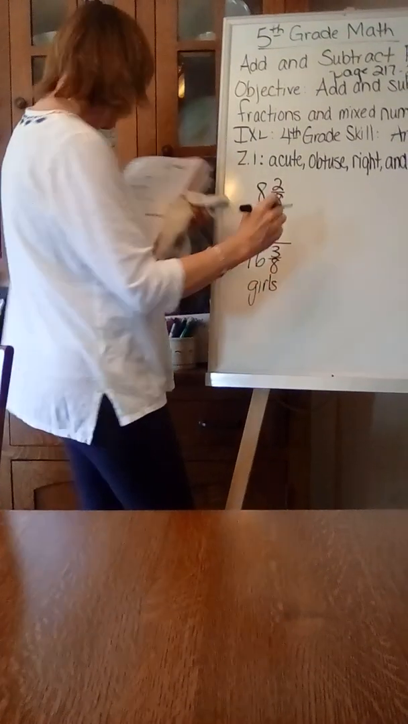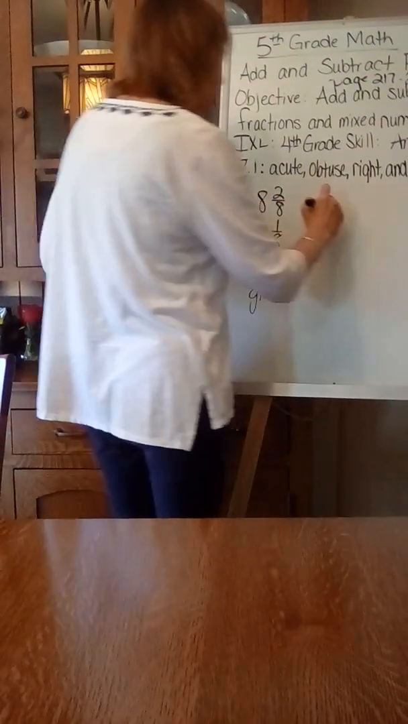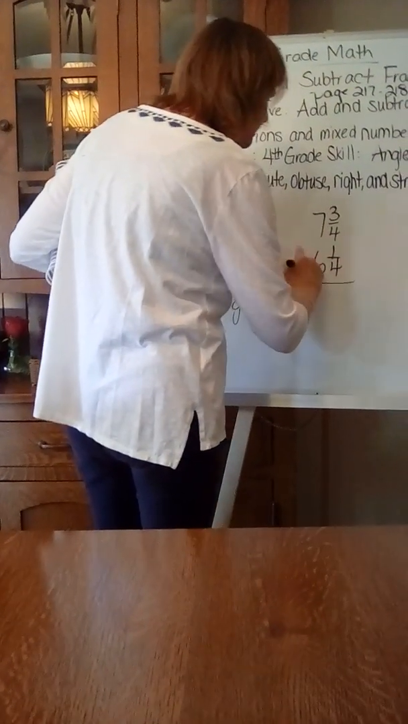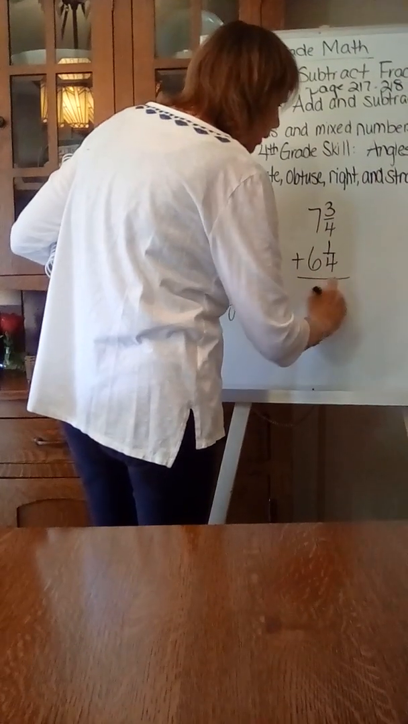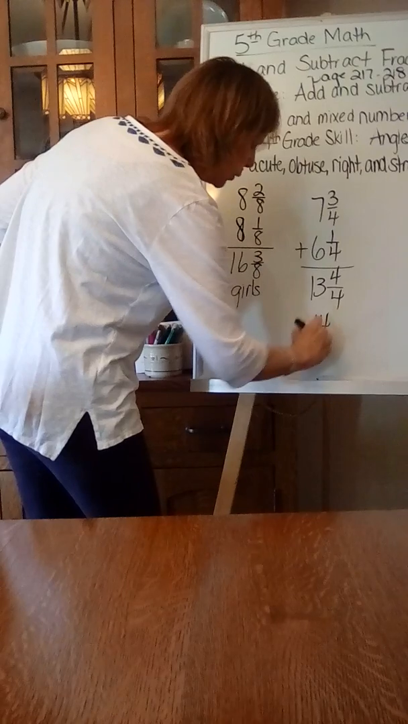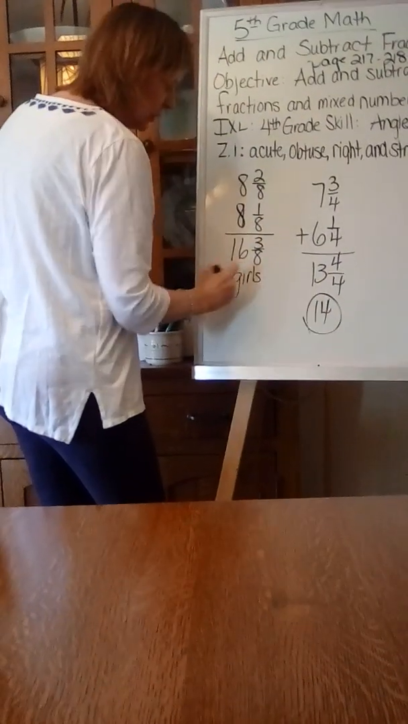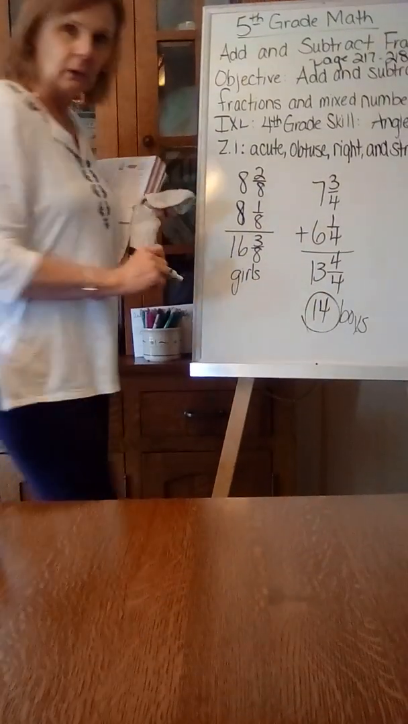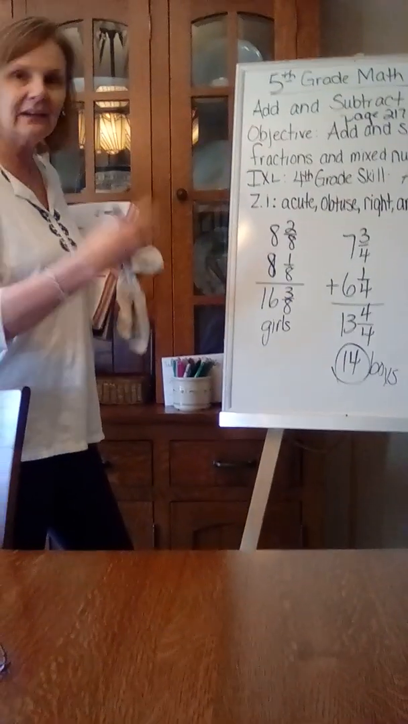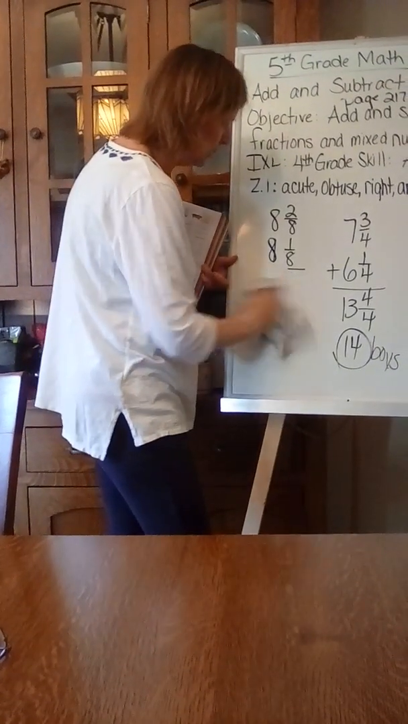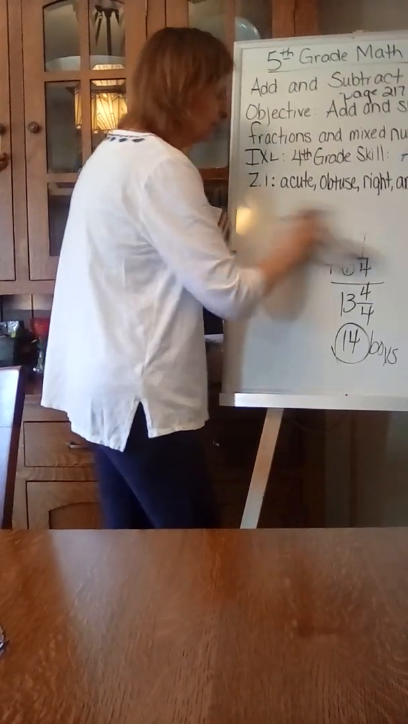The boys walked 7 3/4 and 6 1/4. I can add those up. 4 over 4 and 13. That equals 14. That means the girls walked more than the boys. All right, they're asking you to add and subtract and solve these problems by giving a common denominator. Same concept, reading a graph.